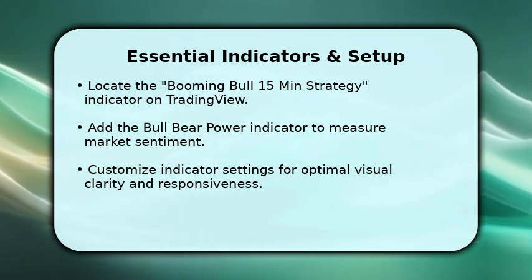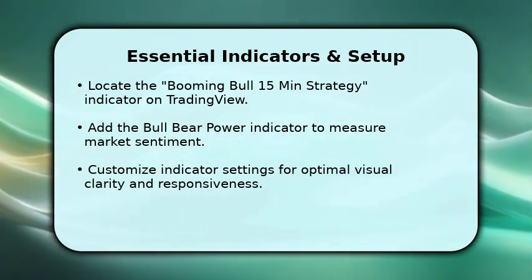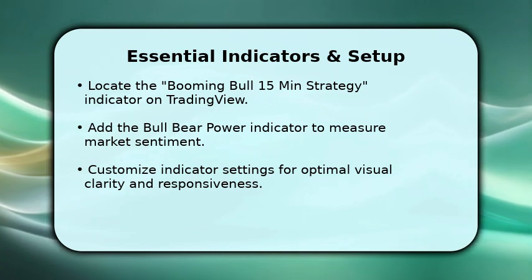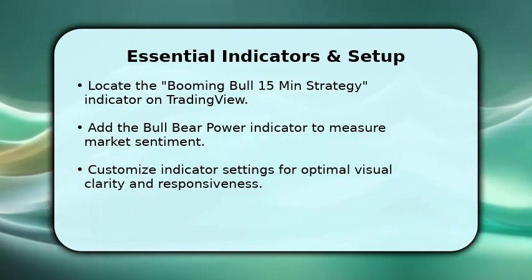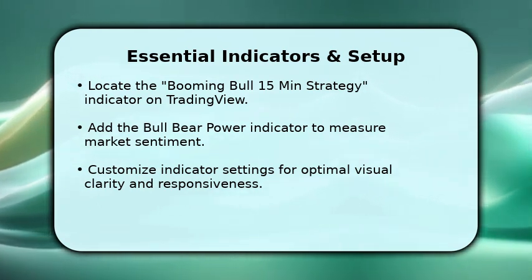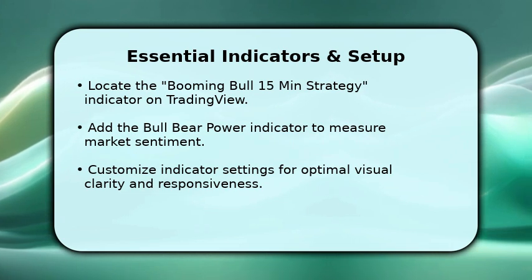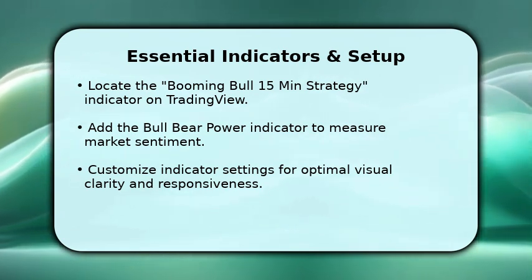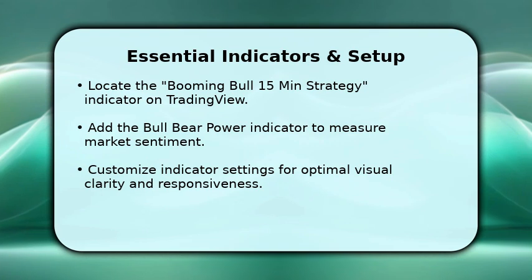Next, consider adding the Bull-Bear Power Indicator, also known as the Elder Ray Index, to gauge market sentiment. Adjust the period length for both indicators to balance signal responsiveness and reduce noise. You can also modify visual settings like color and thickness for better clarity.